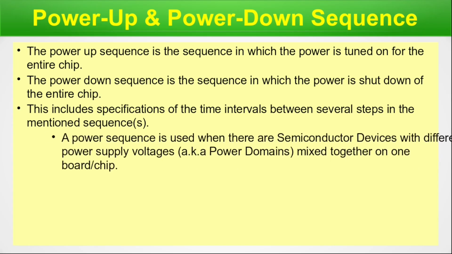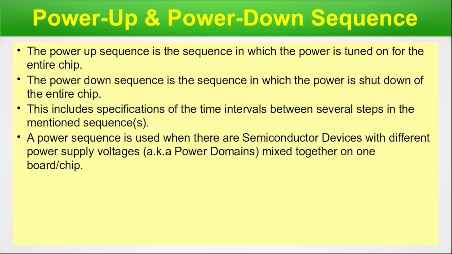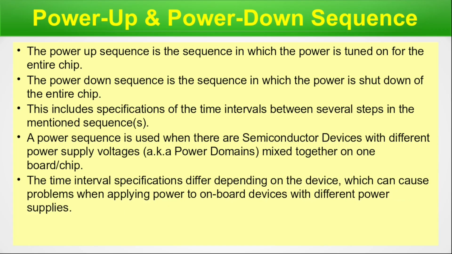Next point is the power sequence is used when there are semiconductor devices with different power supply voltages, also known as power domains, mixed together in one board or chip. I have already talked about this, it comes as a bullet in this discussion page. The time interval specification depends on the device, which can cause problems when applying power to onboard devices with different power supplies. So if we do not maintain the proper power on sequence or the power off sequence, it may cause errors or it may cause some data errors.